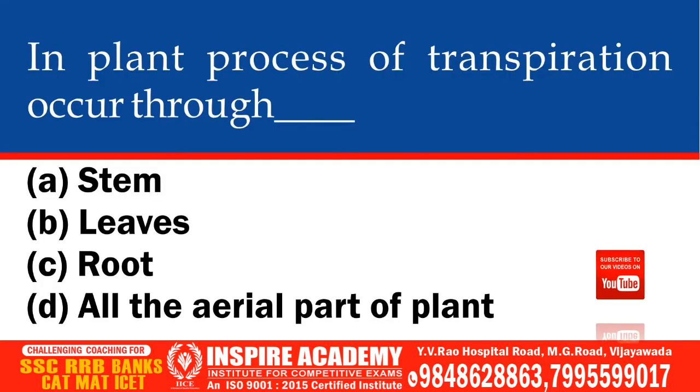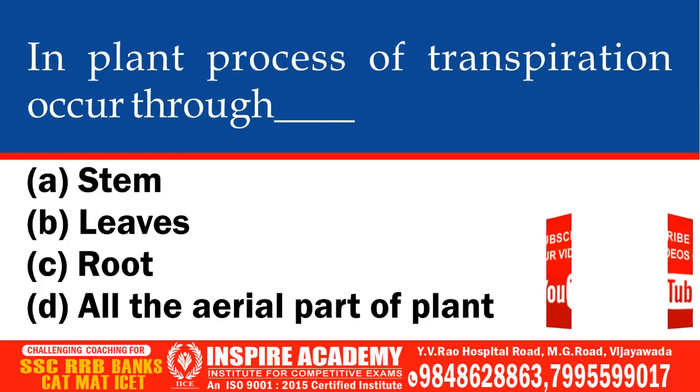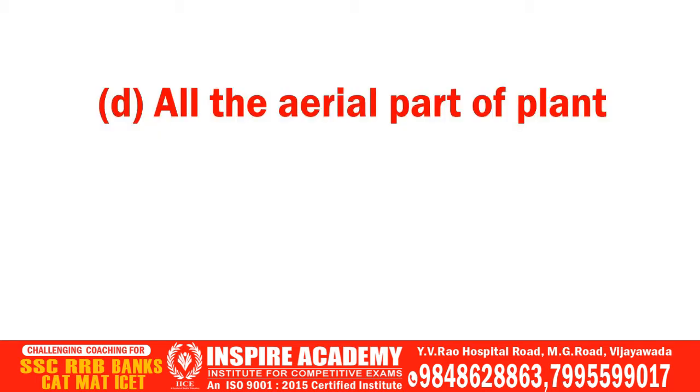In plants, the process of transpiration occurs through stem, leaves, root, all the aerial parts of plant. And the correct option is all the aerial parts of plant.